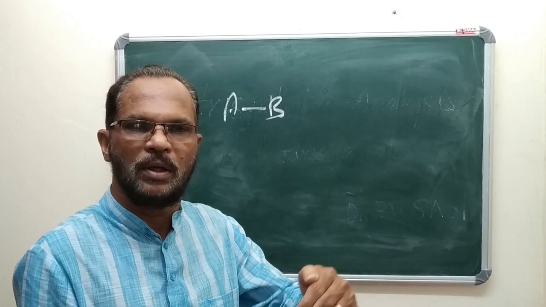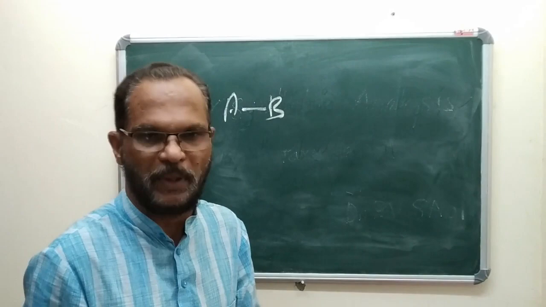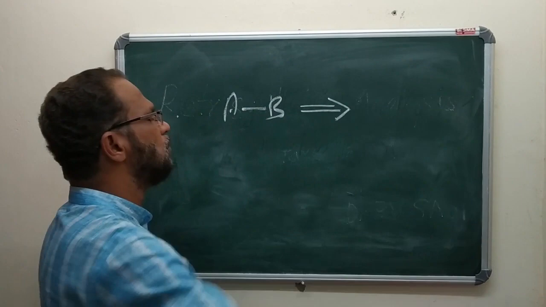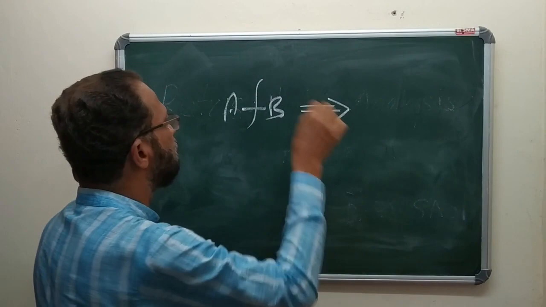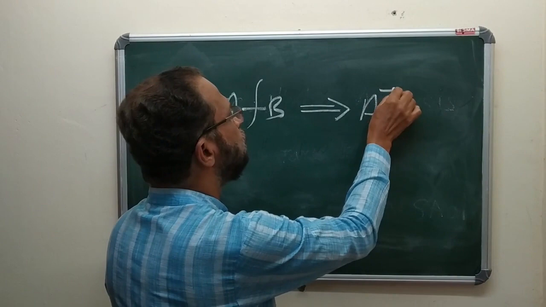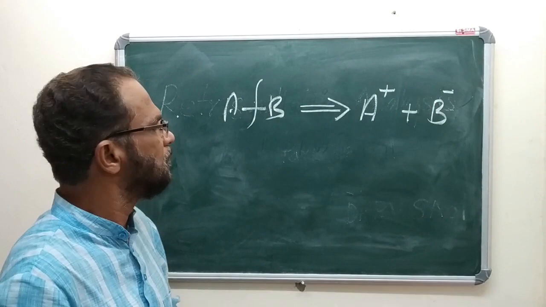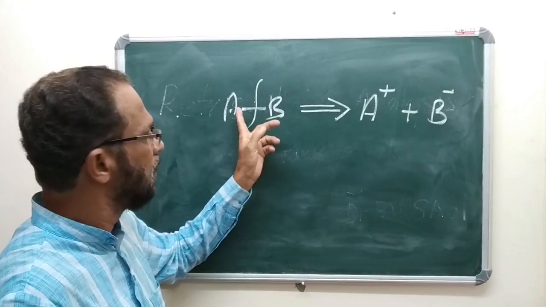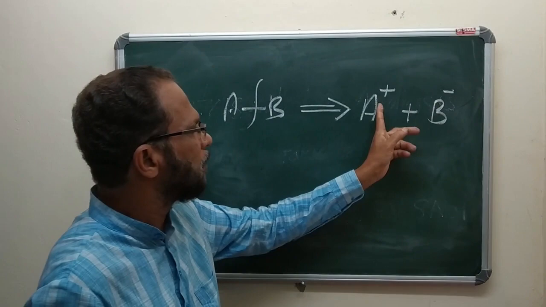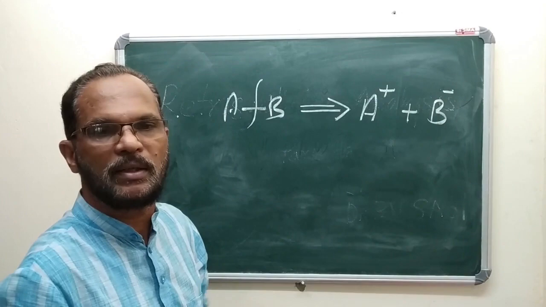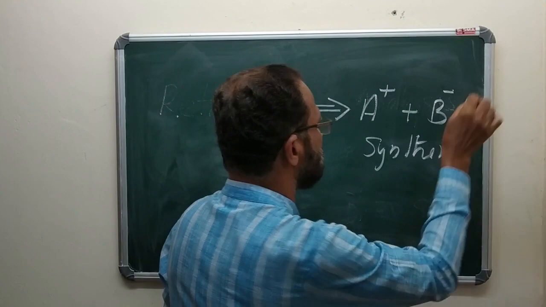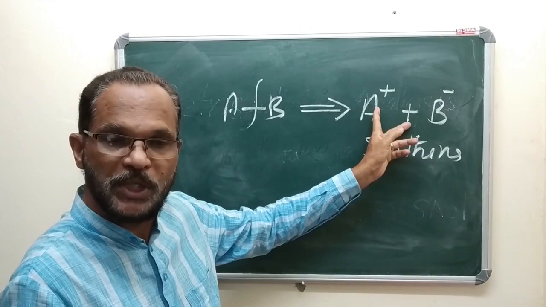Now, according to the retrosynthesis, we can disconnect the molecule into fragments. Suppose AB is disconnected into its fragments. And this is the sign for disconnection. So here, you may get two components, A plus and B minus. That is, when a bond like AB is subjected to imaginary cleavage, you will get two fragments, A plus and B minus. These fragments are called synthons. Synthons are the fragments obtained by the imaginary cleavage of a molecule.